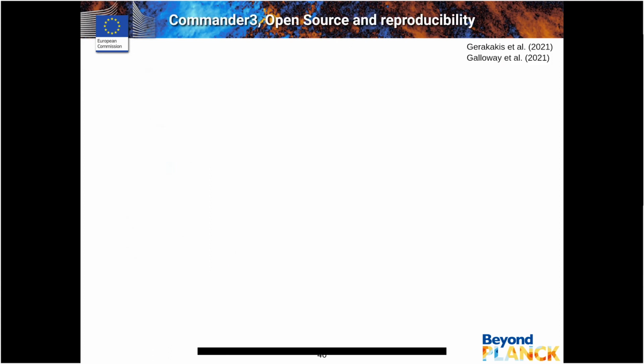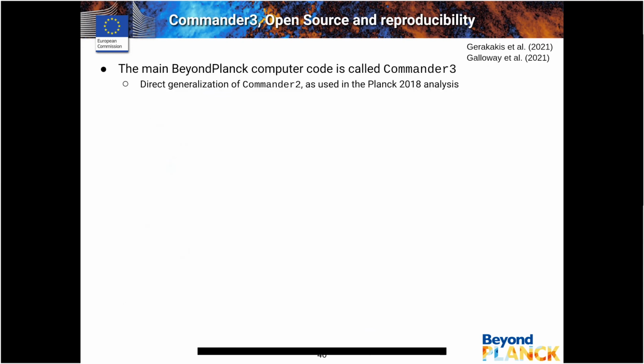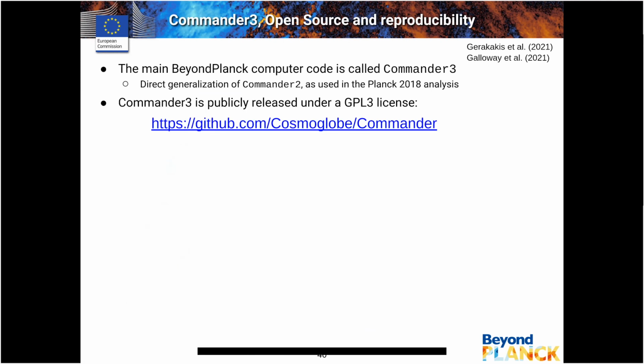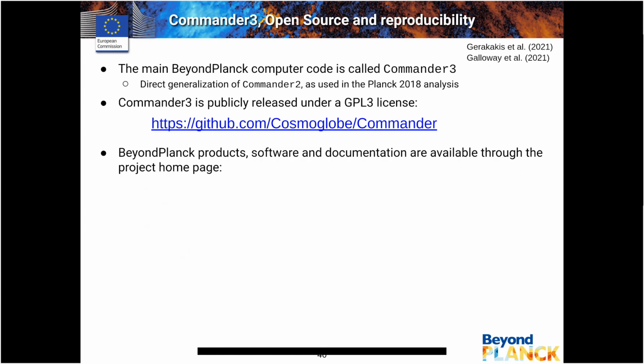So basically, all of this has been performed with Commander 3, which was a direct generalization of Commander 2, which most people are probably familiar with. Commander 3 is going to be the central pipeline of Cosmoglobe going forward. So for those who are interested in getting involved with Cosmoglobe, I would direct you to the Commander 3 GitHub, where you can look at all of the code. Everything is available under an open source license. You can also find our BeyondPlanck products on our BeyondPlanck website.